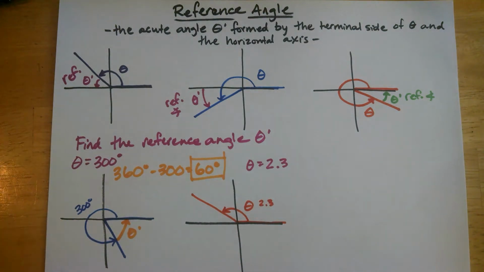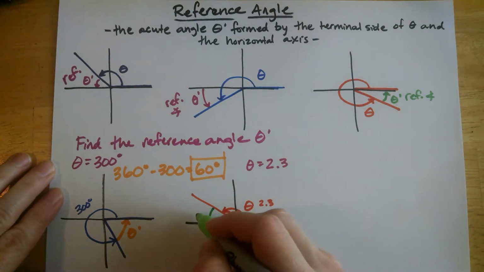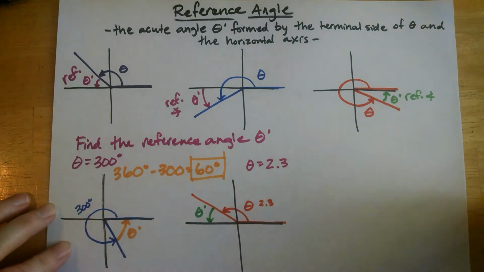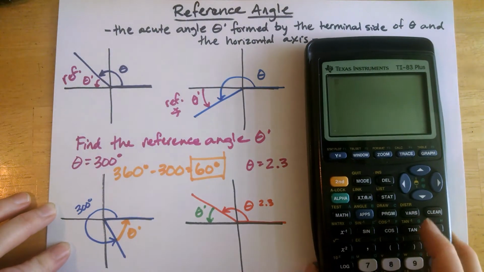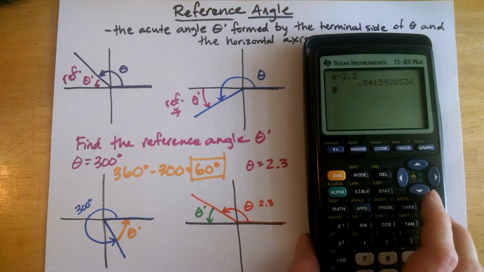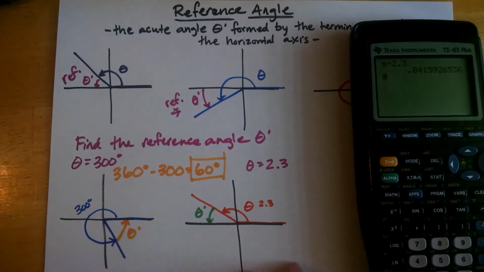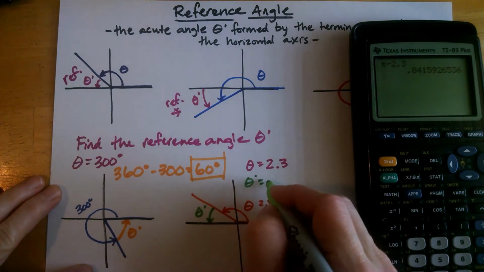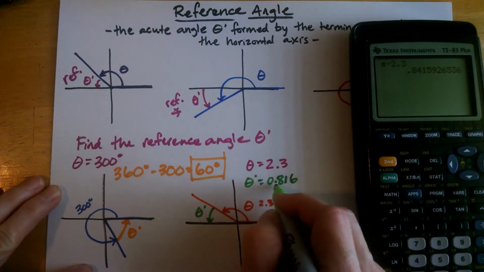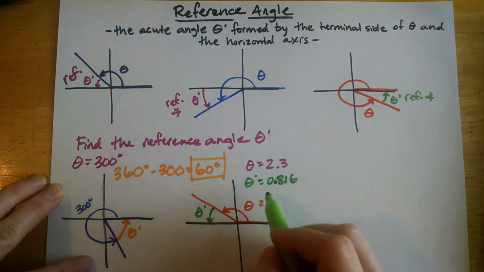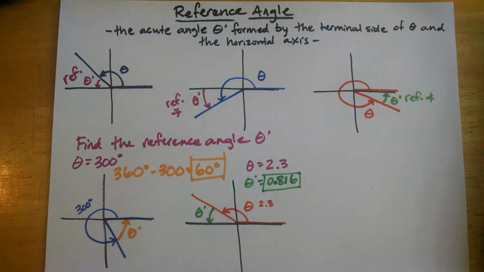Okay, now I need to come back to my horizontal axis here for my reference angle. So this is pi over here, we know that, so we're just going to subtract 2.3 from pi, so let's get our calculator in here. We've got pi minus 2.3, and we've got 0.8416. So my reference angle is going to be 0.8416, we'll call it. There we go. So there's that reference angle, always coming back to the horizontal axis.